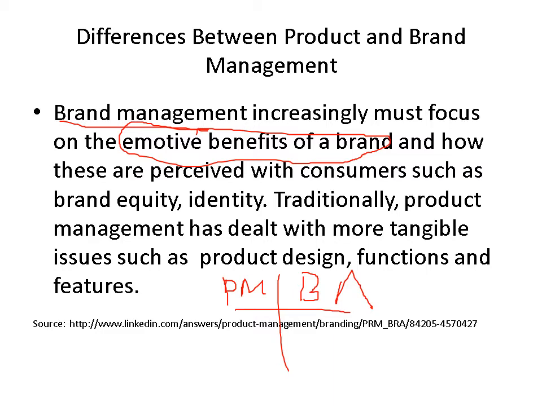In product management, it deals with the tangible thing, which is the product itself. The product design, the functions, and the features. Remember the three different levels of the product. The core product, which is the benefit. The second is the actual product. You deal with the quality, the features, the specifications, the packaging. And the third level is the augmented product.